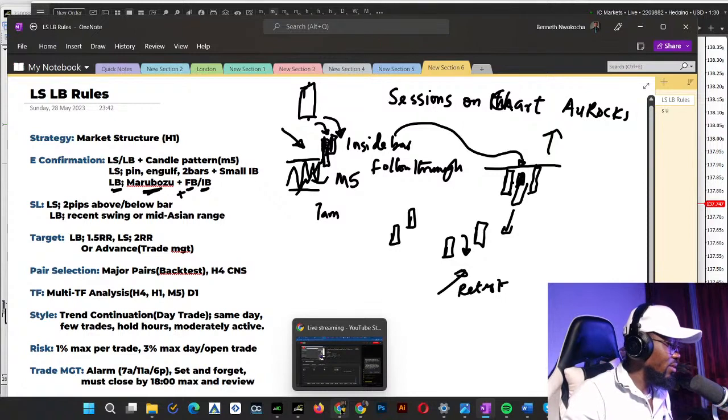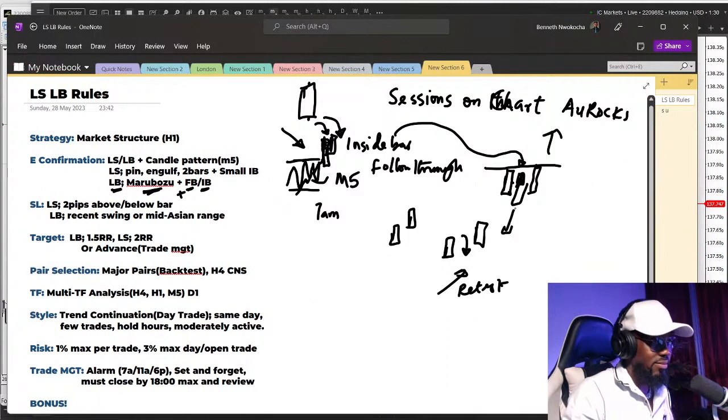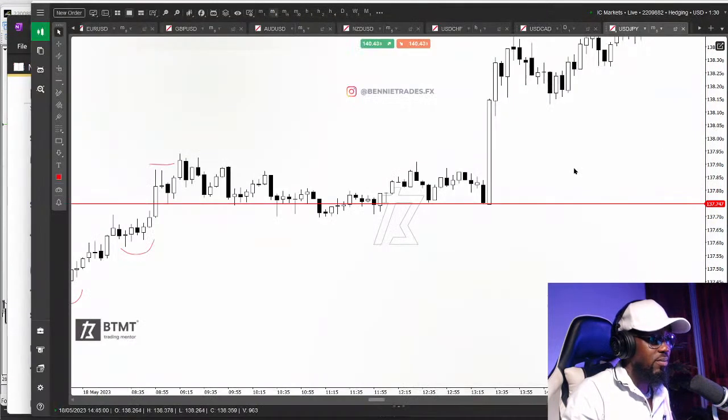Okay, somebody's asking what is LS and LB. London sweep is LS, or liquidity sweep is LS. Okay, and then someone is asking what is LB. LB is London break. Okay, breakout of the London session break. That's LB. All right, so LB and LS. All right, it's just the way I call it, nothing special.